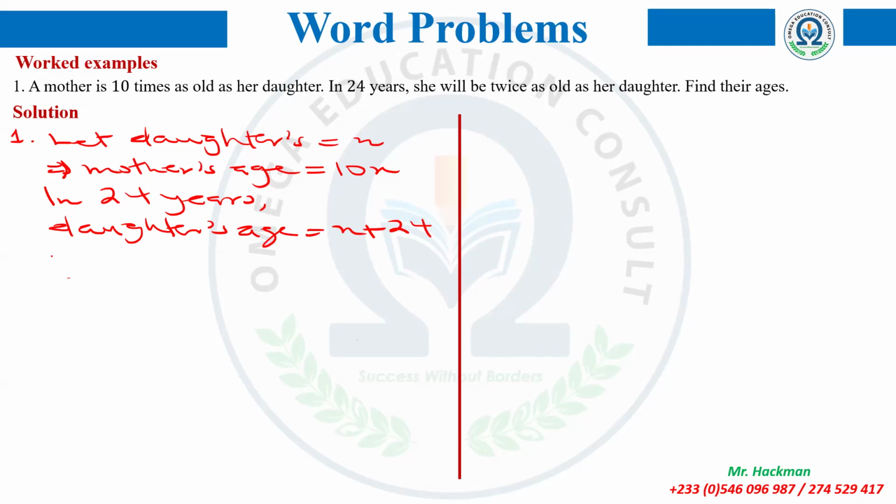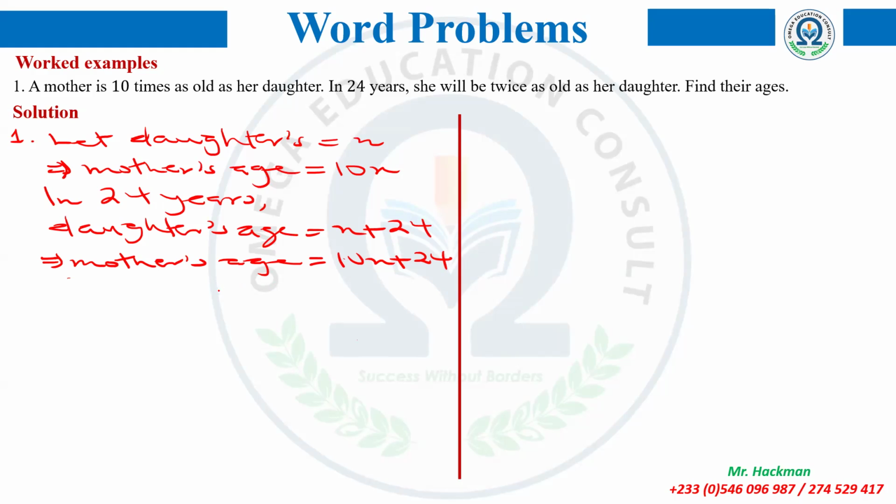Then this implies that the mother's age in 24 years will also be 10X plus 24. Very good. 10X plus 24. You are doing well. So it means the concept is well taken. Okay, so I will bring the curtains down. You understand? So we are done with today's lesson.